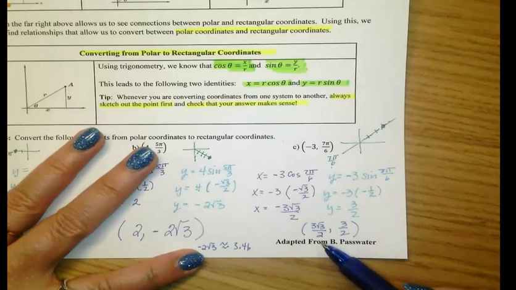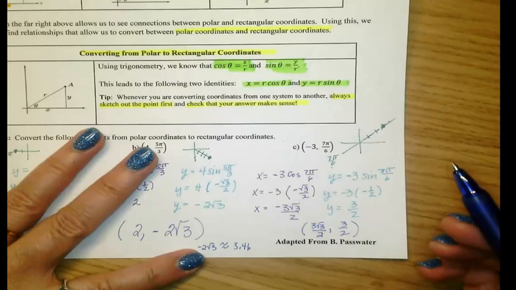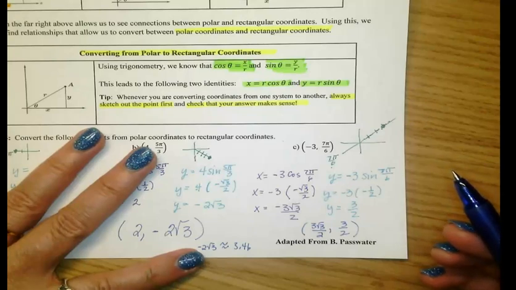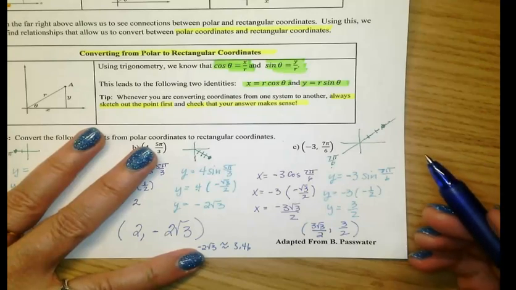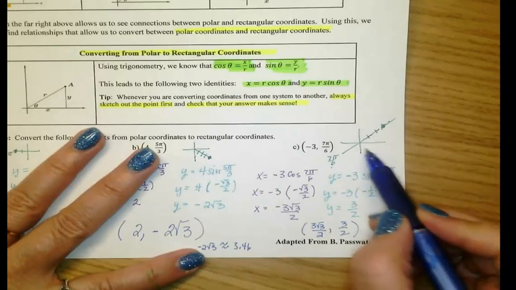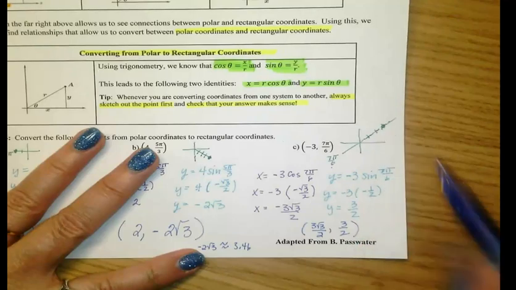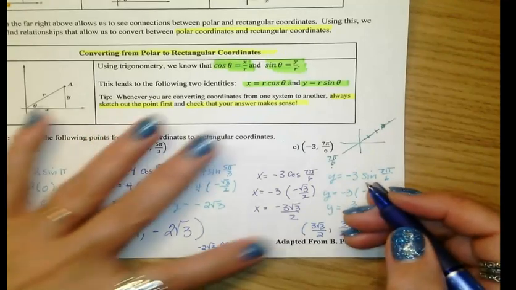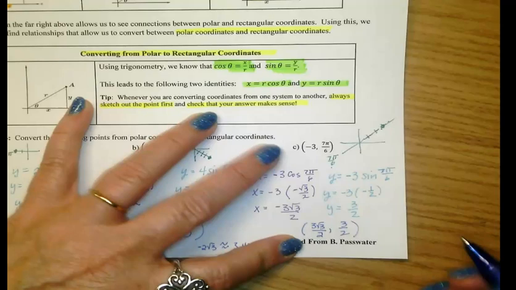Root 3 is about 1.73, so 3 of those would be about 5.19 or 5.2, and then half of that would be roughly 2.59. So about 2.59 would be approximately a good calculation.